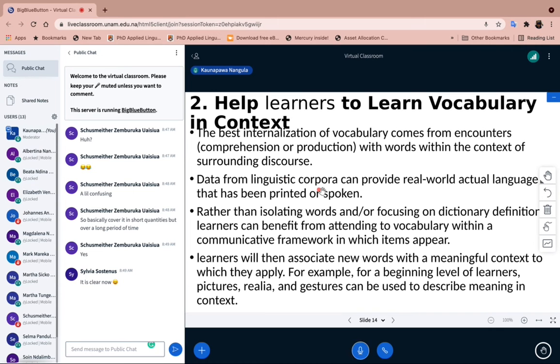What is the singular word for corpora? Corpus, yes, corpus. Oh, Jesus.